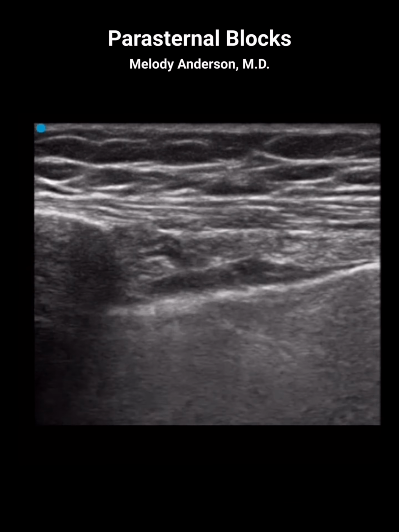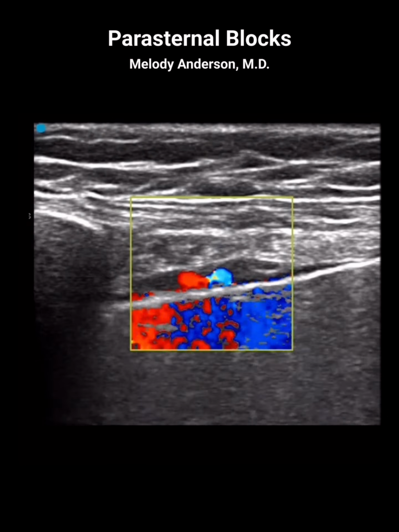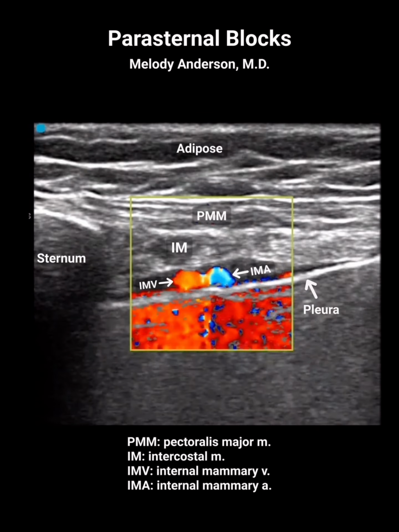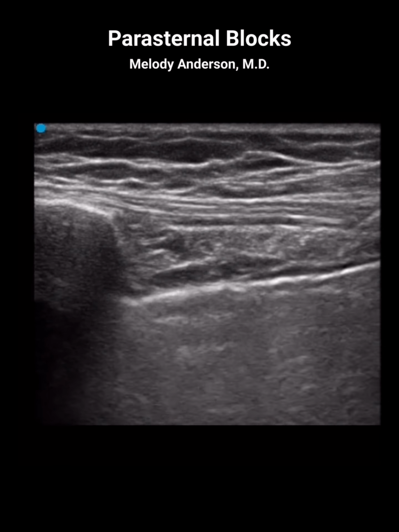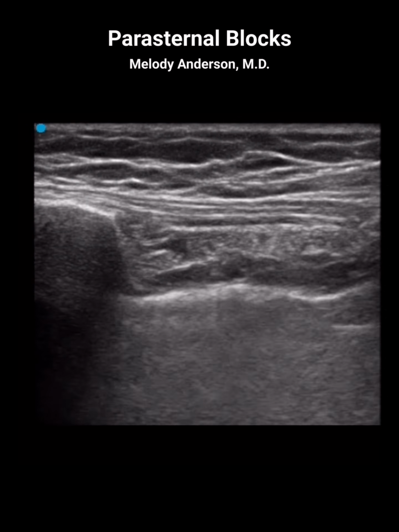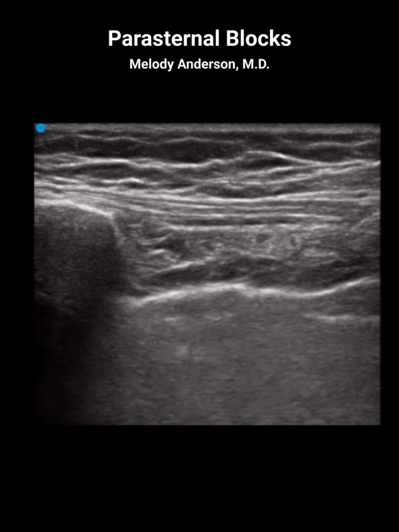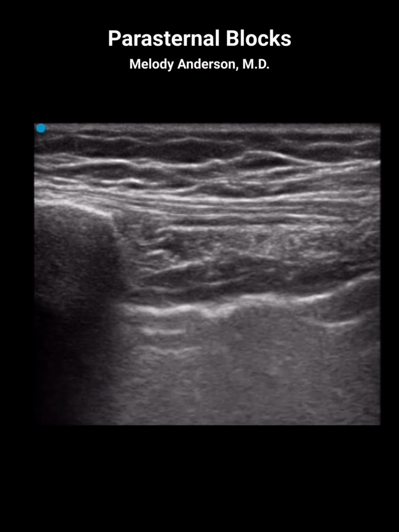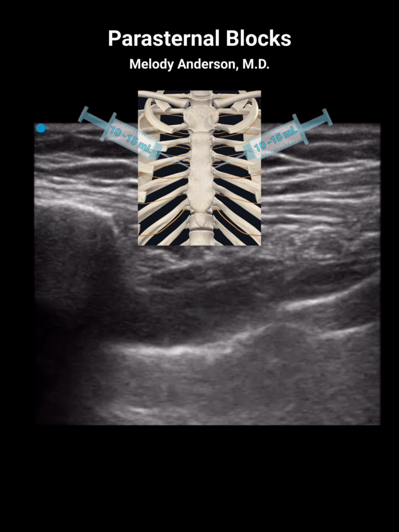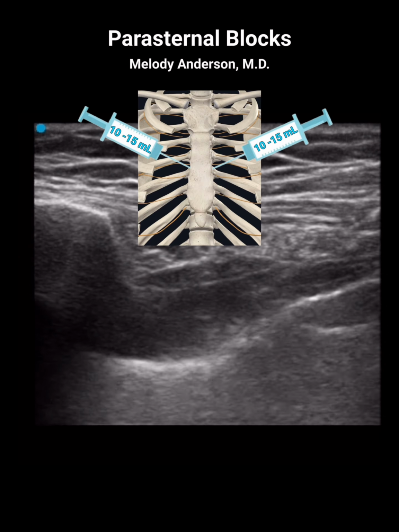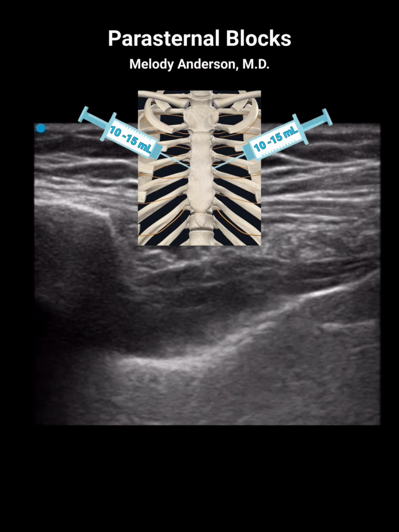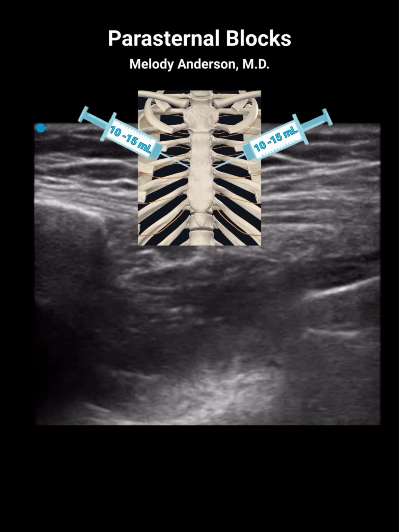For the deep parasternal block, we'll slide back to the transverse orientation so that we can more easily identify the mammary vessels in cross-section. With careful hydrodissection, local anesthetic is placed below the intercostal muscle, avoiding injury to the mammary vessels or pleura. For most adult patients, we'll place 1 injection of 10 to 15 mL of dilute local anesthetic on each side of the sternum.